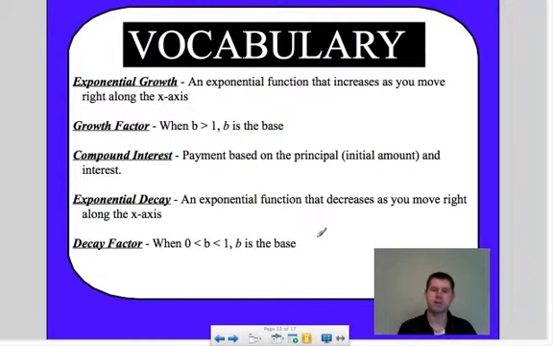So an exponential decay function is one that decreases as we move left to right across the x-axis. So what's going to happen is you're going to start up on the graph and you're going to curve down through the graph. The decay factor is when your b is a fraction, so it's less than 1 but bigger than 0. That's a decay.